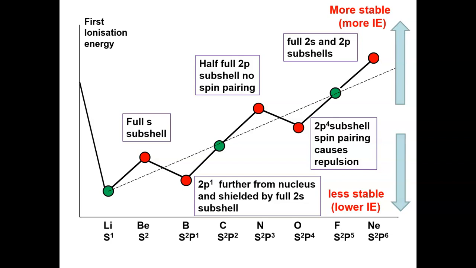We've filled the first S subshell and that gives us a stable position. We then start the P subshell and get a stable position when it's half full with 3 electrons. We get an unstable position when there's spin pairing with a 4th electron. We get another high point when we've completely filled the P subshell with all 6 electrons, and of course that is a full S and P subshell, which will be neon structure. So our first ionization energy gives us clear information about the arrangement of electrons in shells and subshells and orbitals.